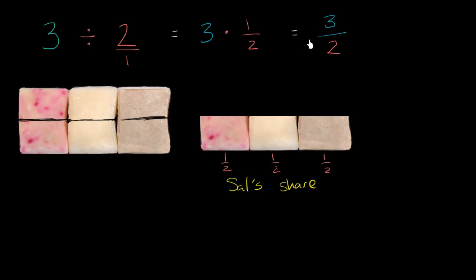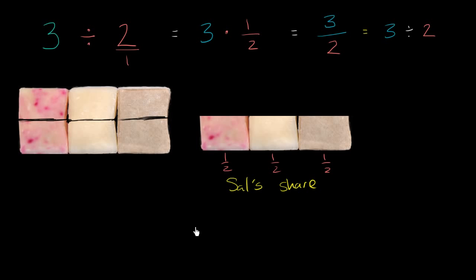Now, just to make sure that we really understand what 3 halves is, and remember, 3 halves is really the same thing as 3 divided by 2. If someone says 3 divided by 2, you could represent that as 3 halves. Or if someone says 3 halves, that's the same thing as 3 divided by 2. But just to really understand this number, let's think about where we would plot it on a number line as well.